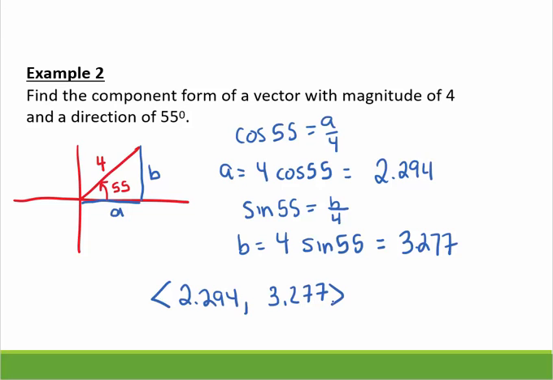The shortcut way to find your components: the a component is the magnitude times the cosine of the angle we were given, and then the y component, or the b component, is the magnitude times the sine of theta. How I personally remember that is on our unit circle, the x's, or the a component, was cosine, and the y's were the b components.